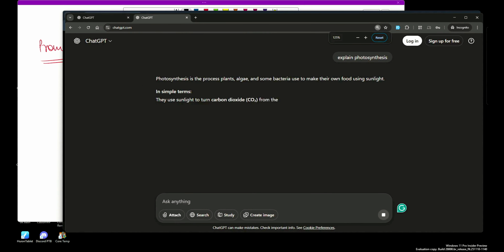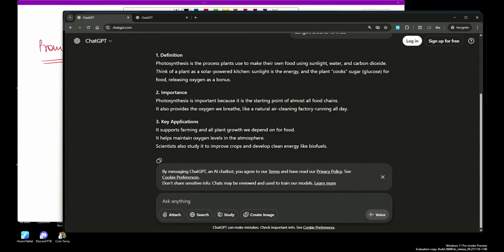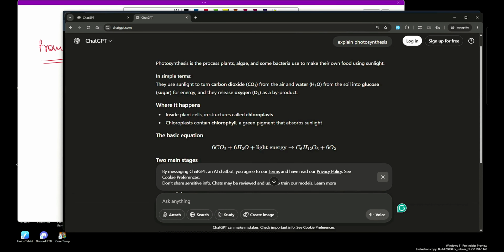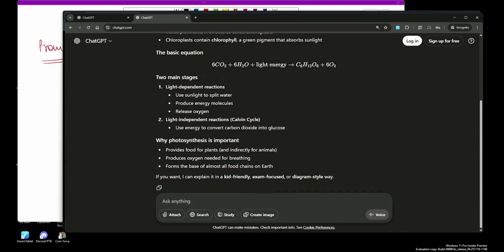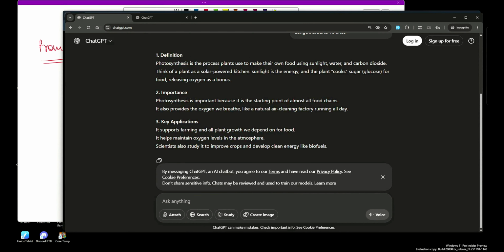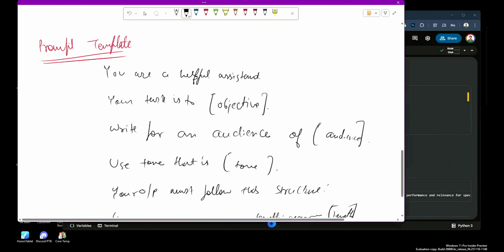Now see the difference. Here I got a proper definition, I got importance and the key applications, to the point of what I asked for. But here I got a small definition of photosynthesis, in simple terms what it is, the basic equation, stages, why it's important. So that is the thing. Your prompt will make a difference. You might need some other specific things, so you need to mention them, guys, in the prompt.